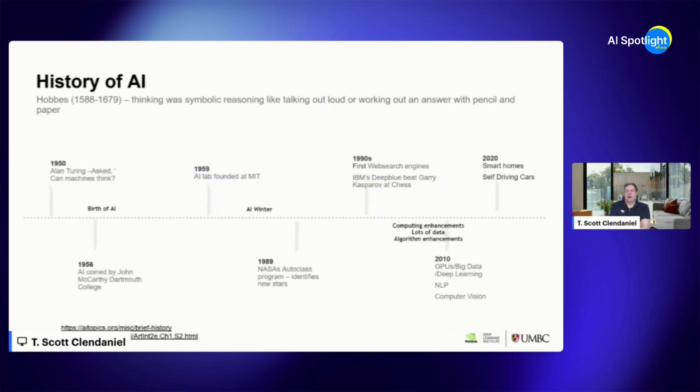All right, so the history of AI goes way back and a lot further than you think. So Hobbes was a philosopher and a scientist, as you see, from 1588 to 1679. Thinking was symbolic reasoning, like talking out loud or working out with a pencil and paper. So that was the definition sort of that he was running from for intelligence.